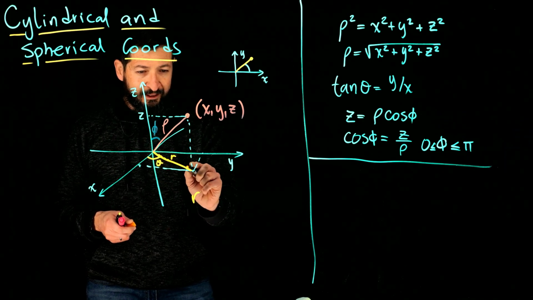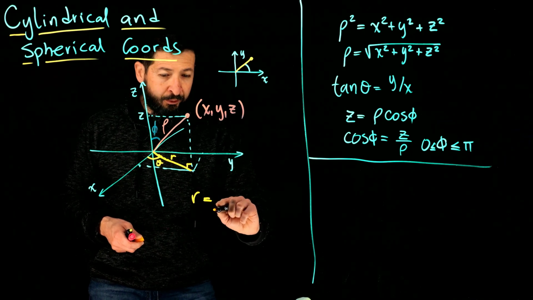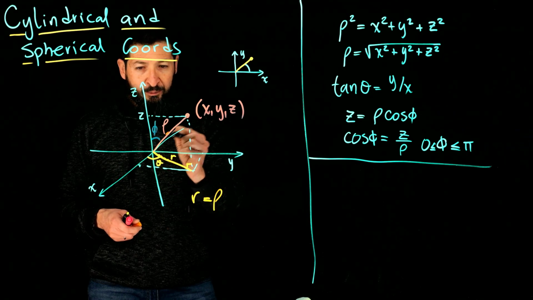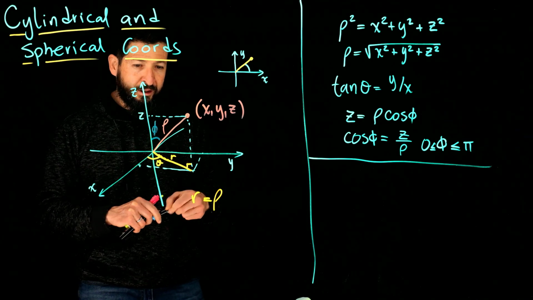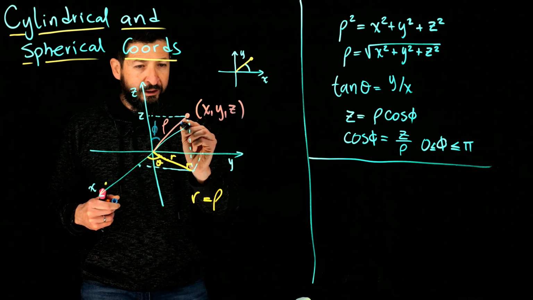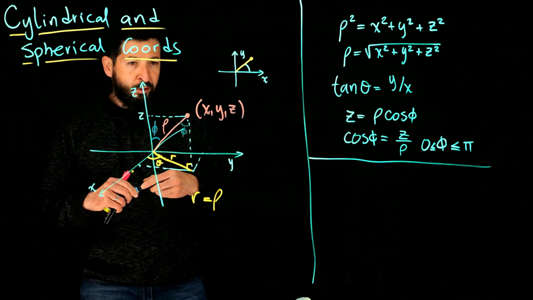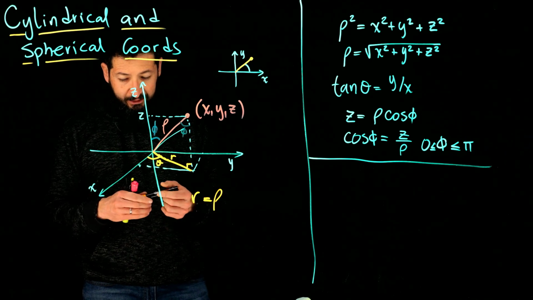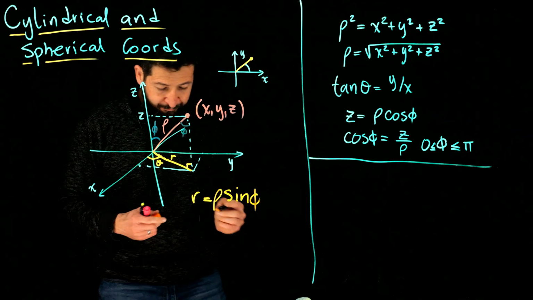because you're projecting 90 degrees, r is nothing but rho times the sine of the angle. Notice that the angle phi here, you can also move it over here. So whenever you do rho times the sine of the angle, you get r. And the angle is phi, by the way.